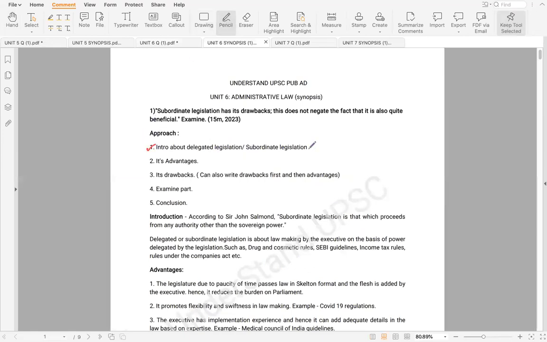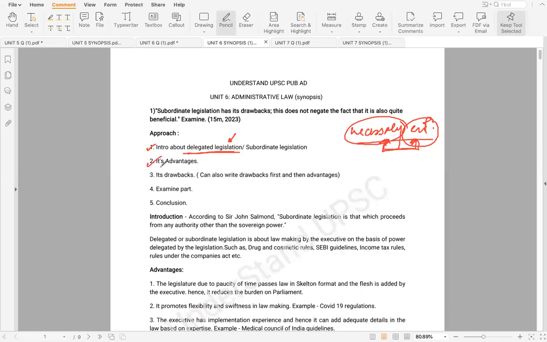Introduction about delegated legislation or subordinate legislation. Yes, so you read it as delegated legislation in your contract. We also call it a necessary evil. This has also been a previous question: delegated legislation is a necessary evil. So you talk about why it is necessary, why it is evil, and what we can do to counter it, to achieve a balance between the two and make it positive.